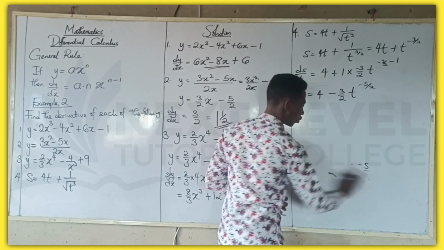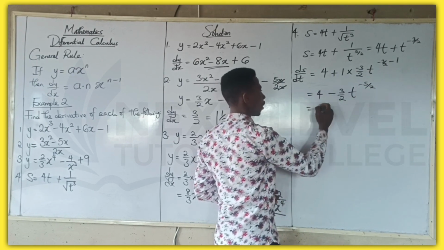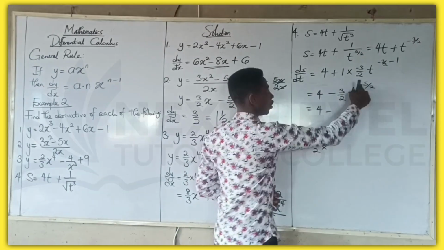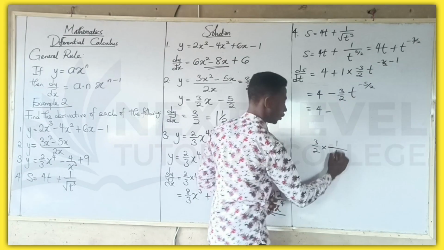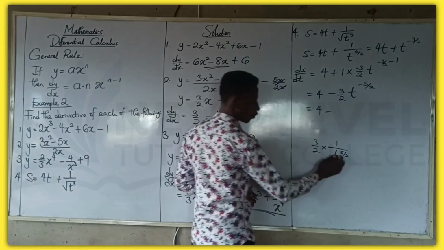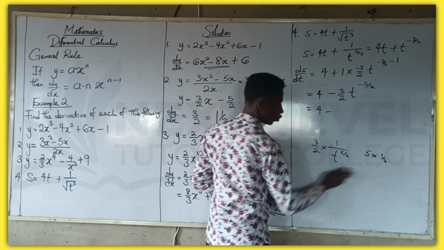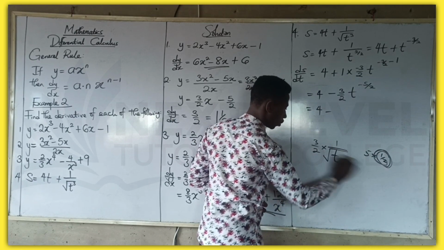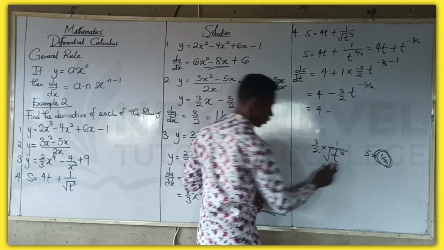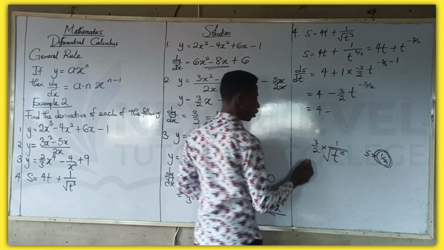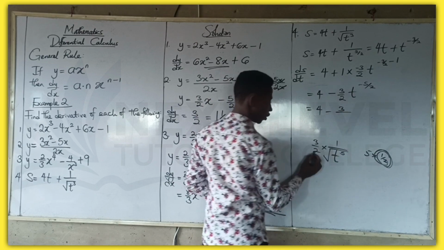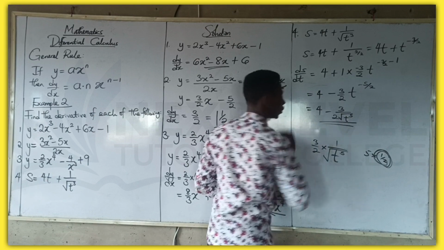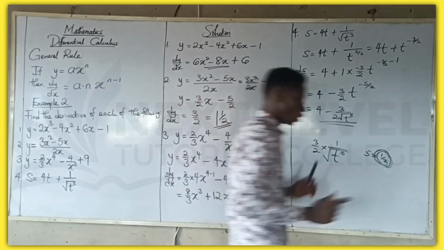So the rest depends on our knowledge of indices. To simplify, we have minus 3 over 2 times 1 over t raised to the power 5 over 2. 5 over 2 is 5 times 1 over 2. So separating the 1 over 2, which is the square root, that can be square root of t now raised to the power 5. So this is the same thing as this. So 3 times 1 is 3, and 2 times root t raised to the power 5. That is the answer to the question.